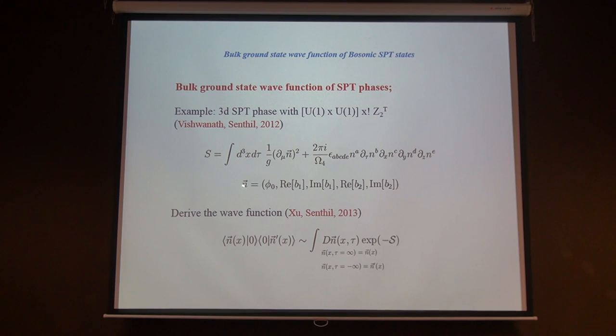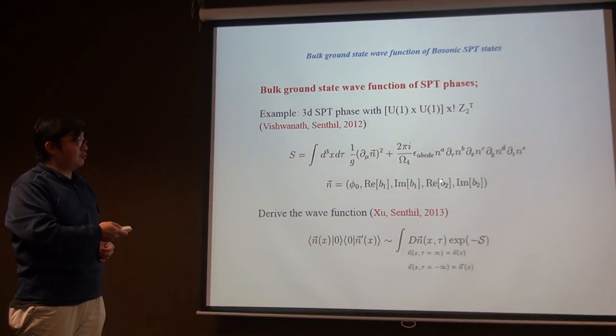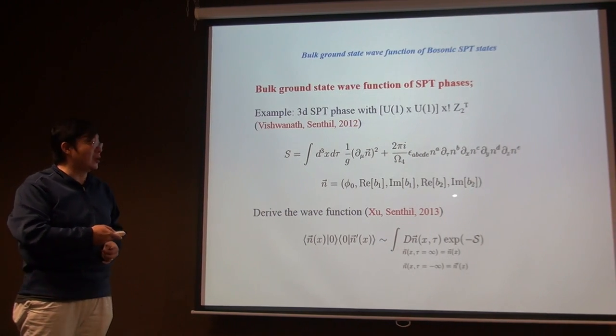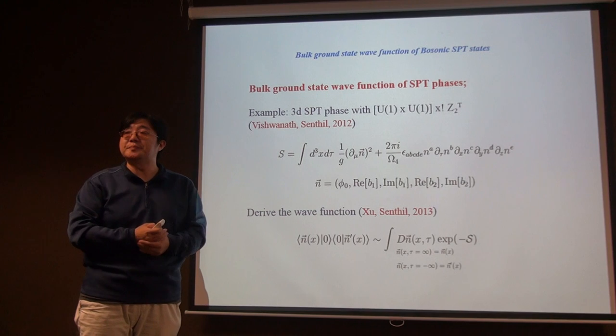And actually, the 5-component vector n will be as follows: the second and third components will be the real and imaginary part of the first boson, which rotates under the first U1, and the fourth and fifth components will be the real and imaginary part of the second boson, which rotates under the second U1 symmetry.